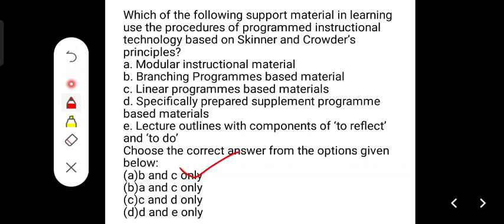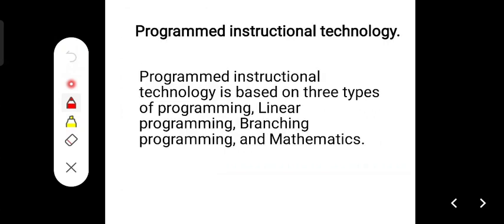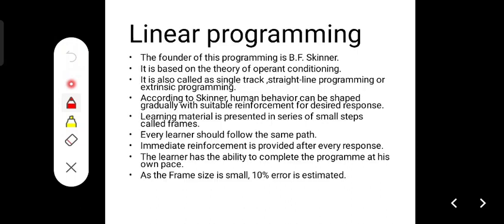Now discuss briefly about each option. Programmed instructional technology. Programmed instructional technology is based on three types of programming: linear programming, branching programming, and mathematics. Linear programming. The founder of this programming is B.F. Skinner. It is based on the theory of operant conditioning.